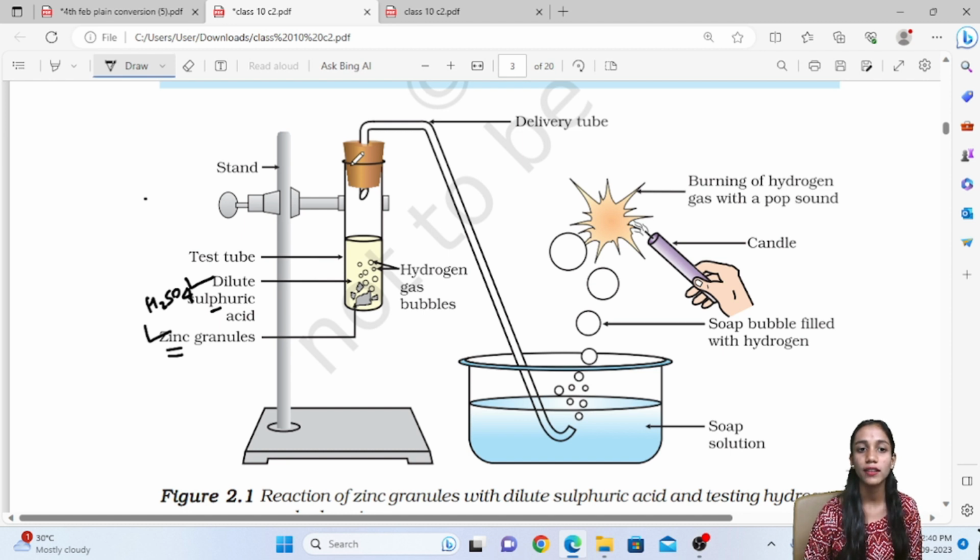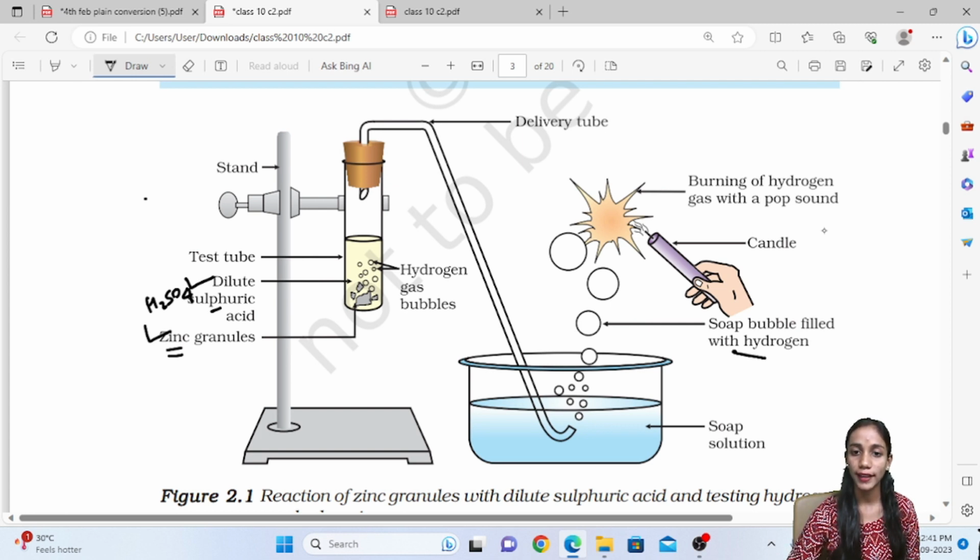Now how do they know that the gas is hydrogen gas? We need to determine which gas it is, and for this purpose we need to get the gas in proper form for detection. They use a delivery tube in which the gas is delivered directly into a soap solution. A soap solution is used because it will form bubbles, so the gas will be produced in the form of soap bubbles filled with hydrogen gas.